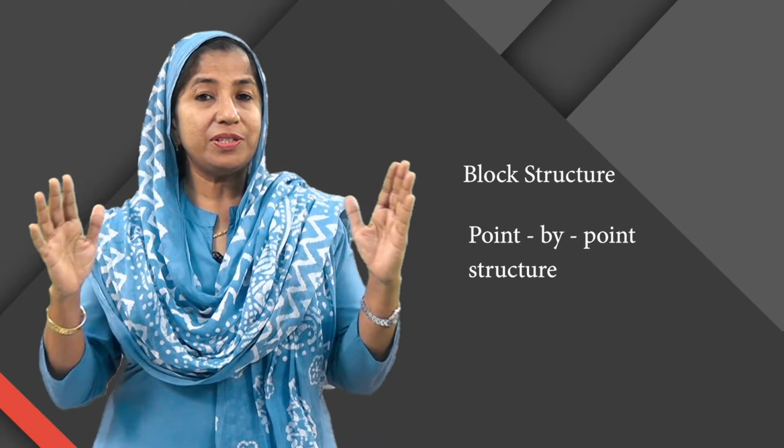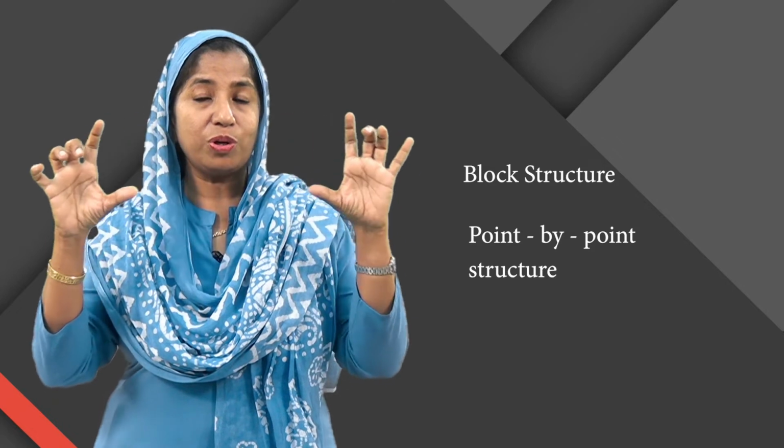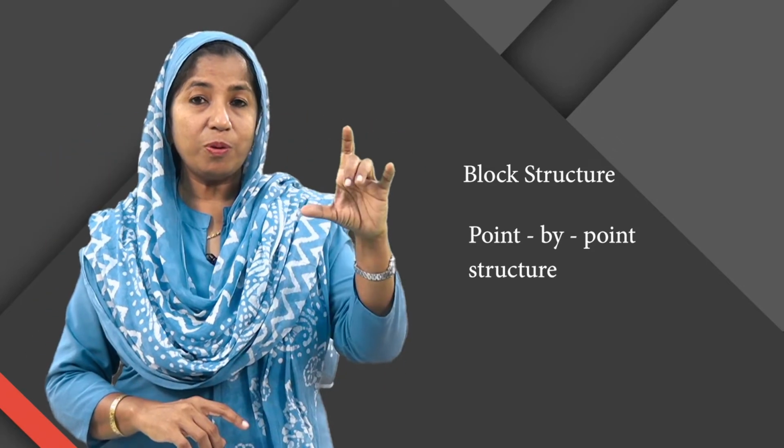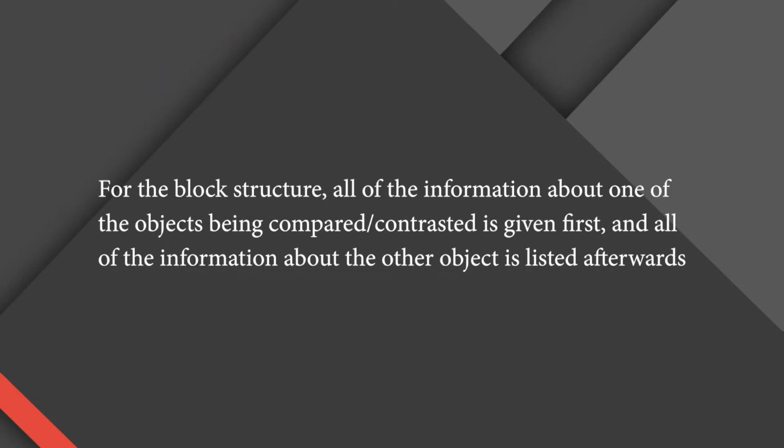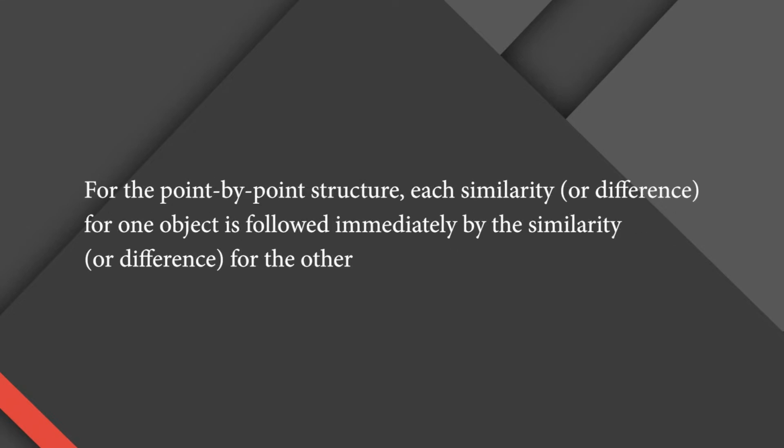Now, let us see what is the basic difference between these two modes of compare and contrast writing, the block method and the point by point method. For the block structure, all of the information about one of the objects being compared or contrasted is given first, and all of the information about the other object is listed afterwards. Whereas, in a point by point structure, each similarity or difference for one object is followed immediately by the similarity or difference for the other.